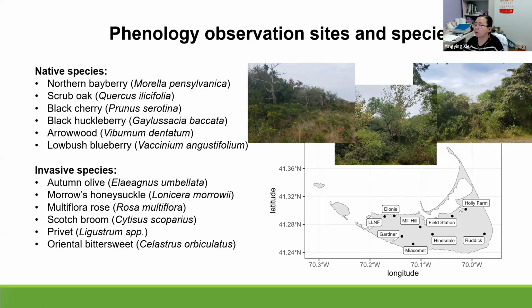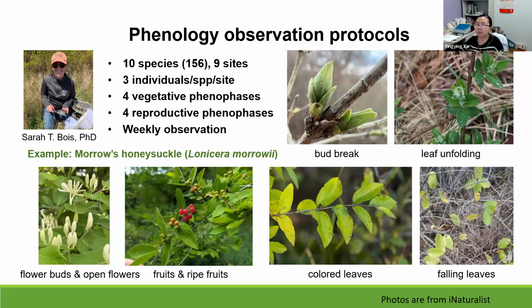At each site we do regular visual observation to look at phenology. Especially Sarah and Libby, and also many volunteers and interns, contribute to this huge effort to collect information for 10 species across 9 sites. For every species per site, we include 3 individuals, which gives us some variation representing that particular species in that location.